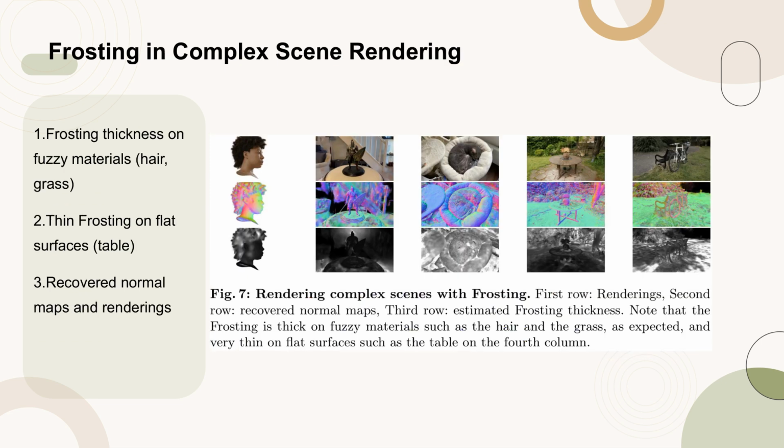Figure 7 showcases the application of frosting in rendering complex scenes. The first row presents the renderings, the second row displays the recovered normal maps, and the third row shows the estimated frosting thickness. Notably, the frosting is thick on fuzzy materials like hair and grass, which is expected, and very thin on flat surfaces such as the table in the fourth column. This demonstrates the effectiveness of frosting in adapting to different surface complexities.